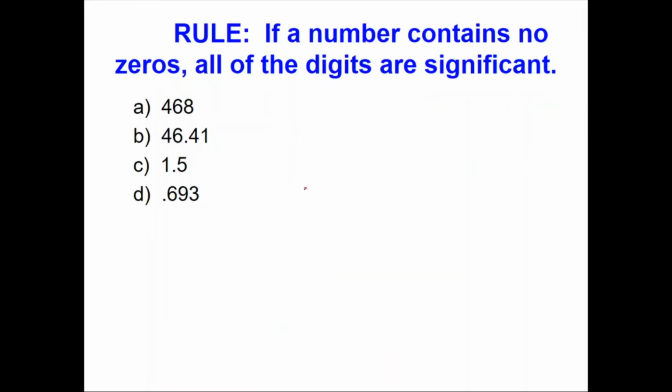8 is uncertain. Let's look at the rules for significant figures. The first rule is, if a number contains no zeros, all of the digits are significant. For example, there are no zeros here. All of them are going to be significant, so we have three significant figures here. Let's look at the second number. It is 46.41. There are no zeros here, so they are all non-zero digits. That's why there are 4. And here 1.5. It is two significant figures. Here this is 0.693. Here we have three significant figures.